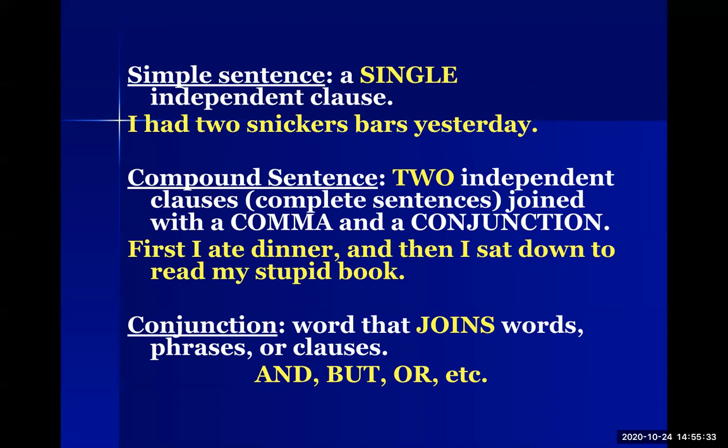The next type of sentence is a compound sentence. A compound sentence is 2 independent clauses or 2 complete sentences joined together with a comma and a conjunction. And the only way that this is ever okay to have 2 complete sentences in one sentence is if you have the magic comma and conjunction to join it. So for example, first I ate dinner, comma, and then I sat down to read my stupid book. The comma and the conjunction and make it okay. It's like the magic glue that holds it together.